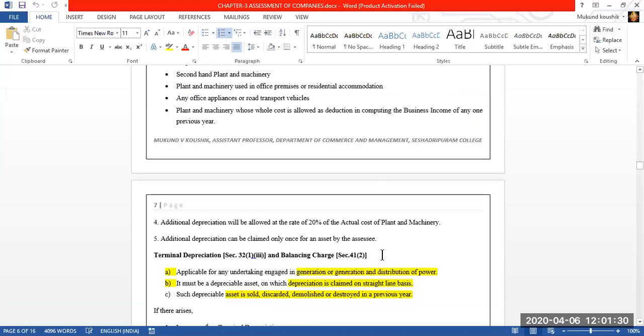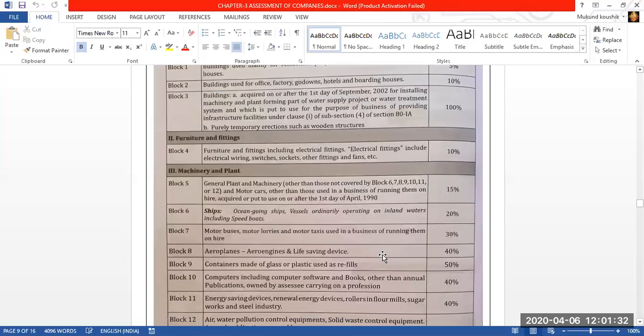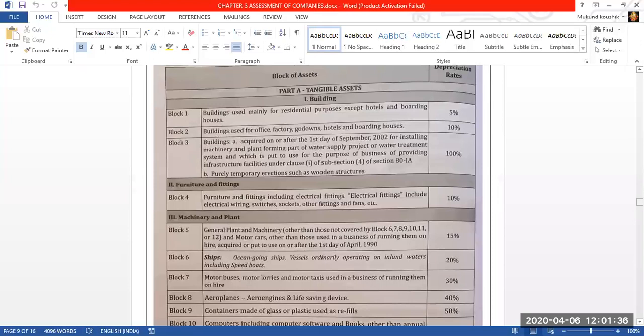Now just wait, I will show you the image of block of assets. Now please look here carefully. They have prescribed rates for different classes or different blocks of assets. Now here, first we have the category of tangible assets, that is part A, which I have explained to you just now. Part A constitutes all your tangible assets.